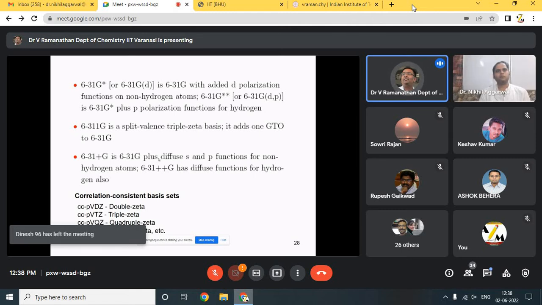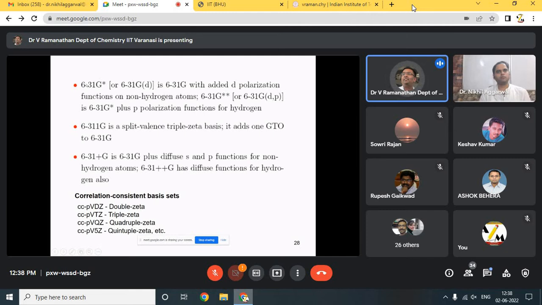What it means is now you have a system of electrons where you have core electrons and valence electrons. The core electrons are described by 6 Gaussian type functions. The valence electrons are again split into 2 groups. One group is described by 3 Gaussian functions and the other group is described by 1 Gaussian function. The star is added for polarization, to have the polarization effect. So you can have d polarization and p polarization also. Those are represented by star and star star, or d comma p, or 2d comma 2p.